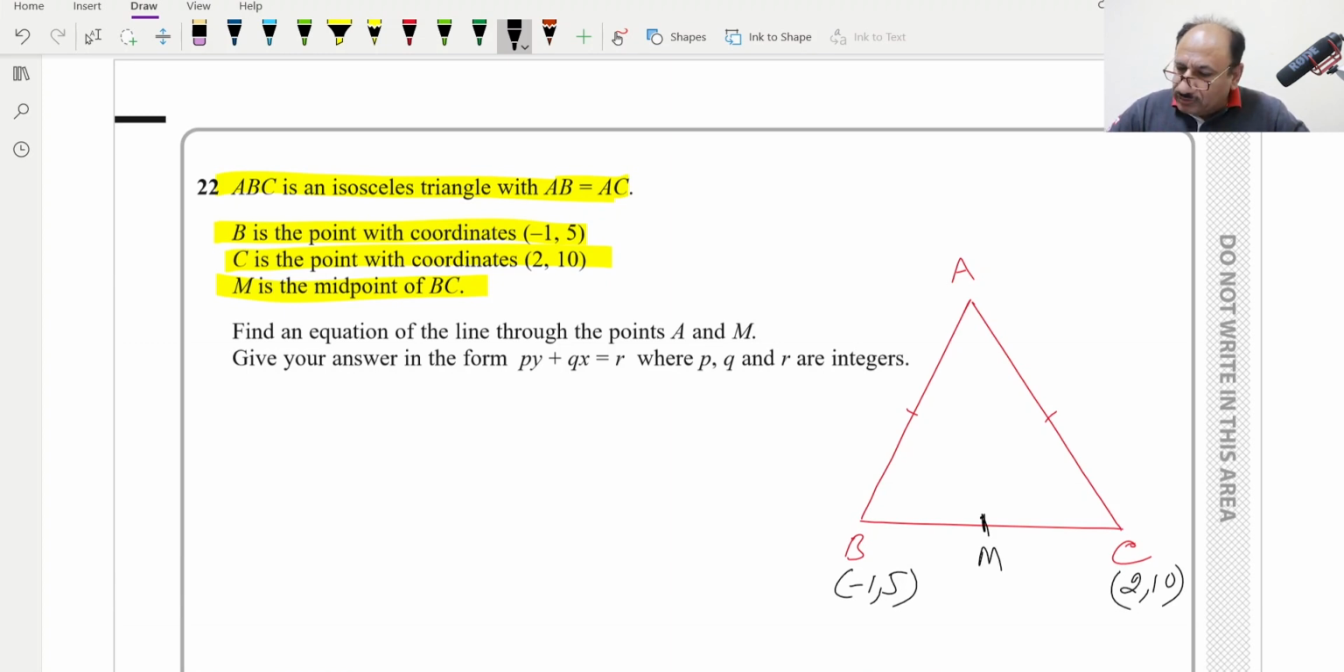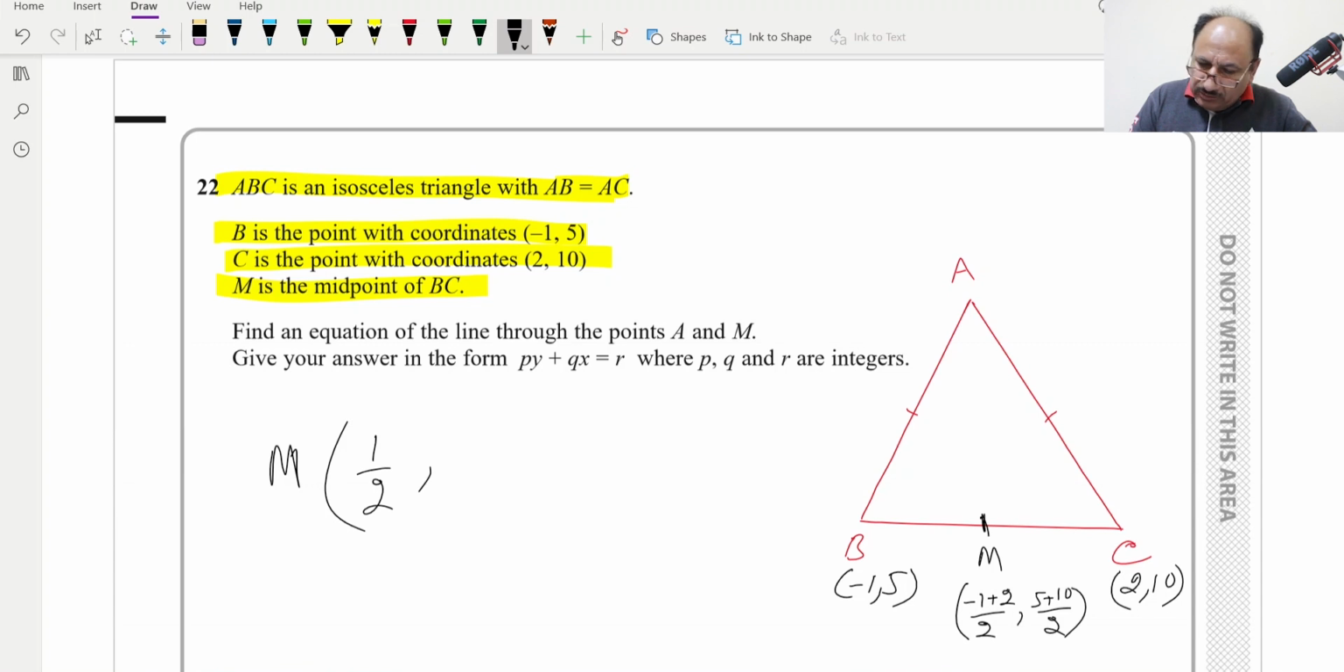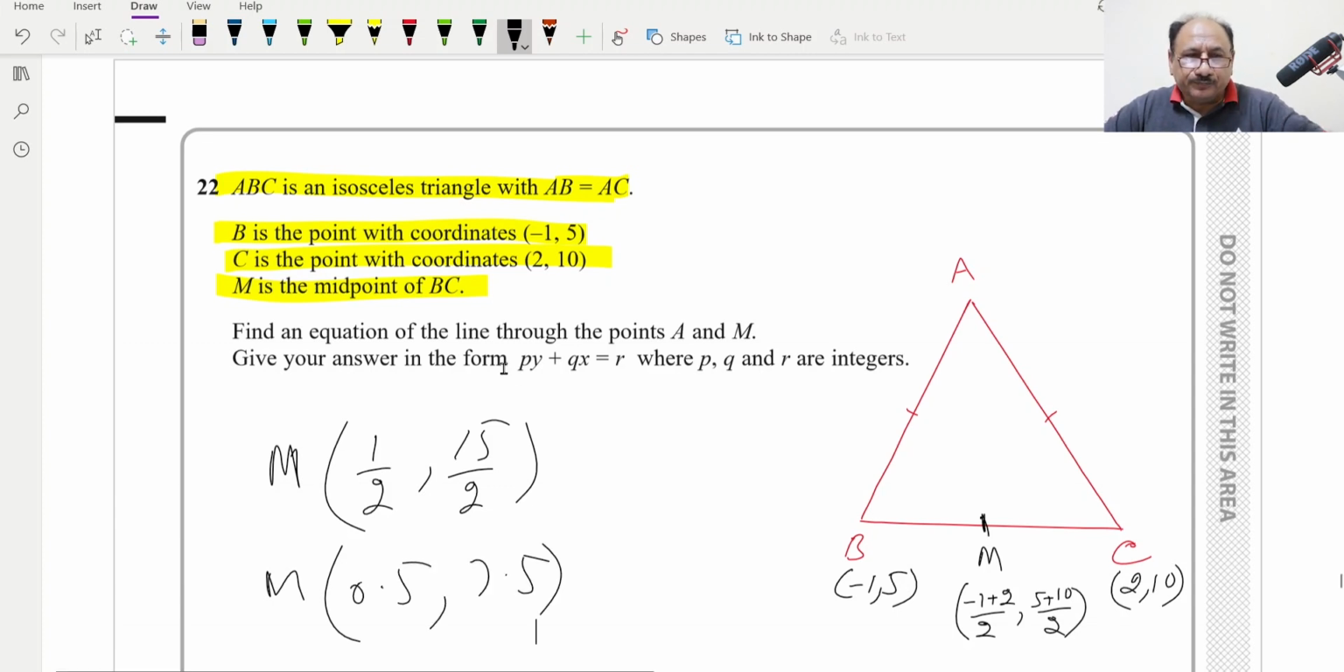of M will be what? Minus 1 plus 2 over 2, and 5 plus 10 over 2. This will be the coordinates of the midpoint, and we can write the coordinates of M will be what? This will be 1 by 2 and 15 by 2, so we can write M as 0.5 and 7.5. This will be the coordinates.